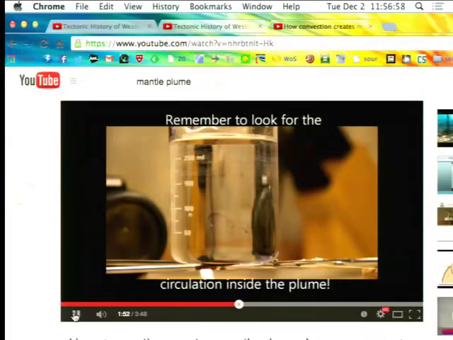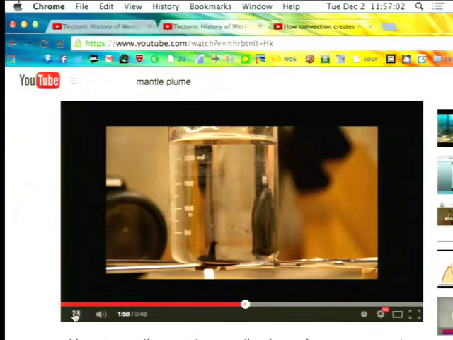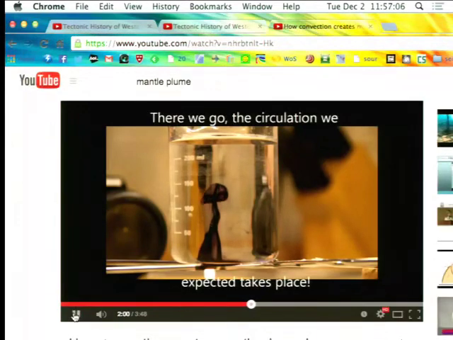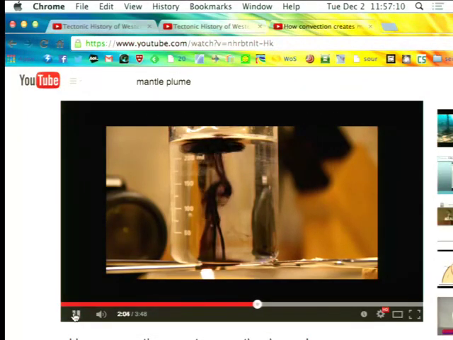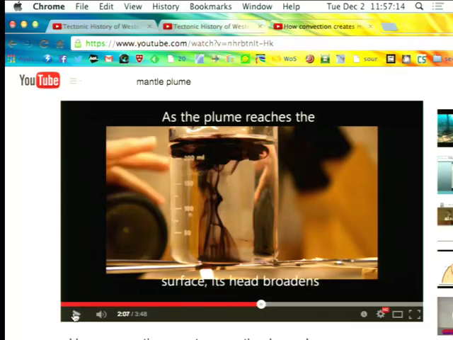Hopefully this is... Okay, so there's a candle here. There's a bunch of ink in the bottom of this thing. And so this is what a mantle plume looks like in the mantle. It's sort of this hot stuff that rises, and when it gets to the surface, it flattens out. And so if we imagine that being lava, what happens to it when it gets to the surface? A lot of lava erupts over a very short period of time.